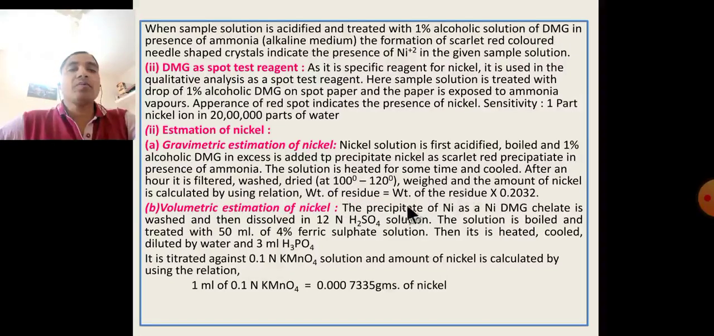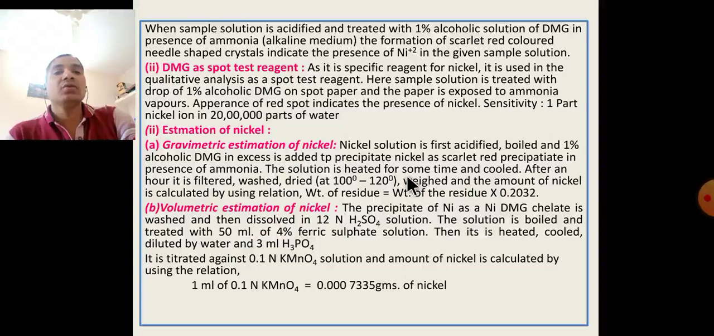The amount of nickel is calculated by using the relation: weight of nickel is equal to weight of the residue multiplied by 0.2032. In this precipitation, a scarlet red precipitate is formed and filtered using a Gooch crucible, and the weight of the residue is calculated after drying.